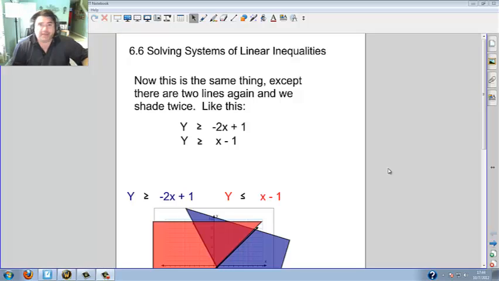Hi, welcome back to AT Math. Today it is 6-6, solving systems of linear inequalities. Why, this is going to be easier than running a trick play in a Little League football game.